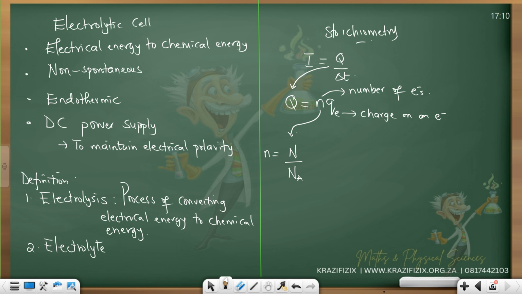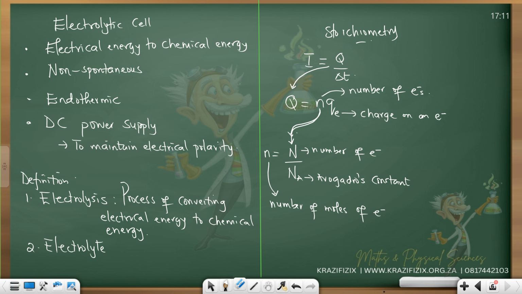If you look at my arrow, do you notice my arrow is not going to the small n? This capital N is the number of what? Electrons. This is what? Avogadro's constant. And what is this small n? The number of what? Moles of electrons. So watch how the n changes. So for clarity, let's make this a capital N. And that is your stoichiometry.